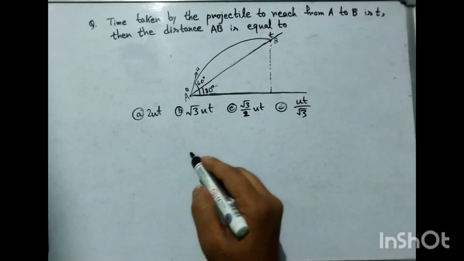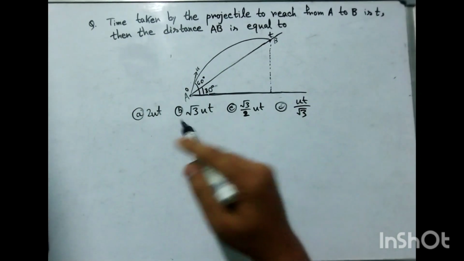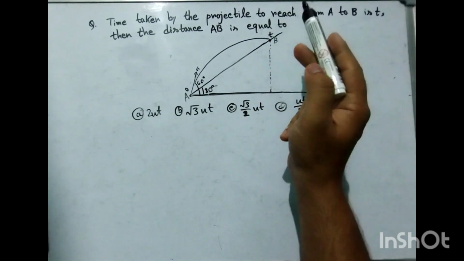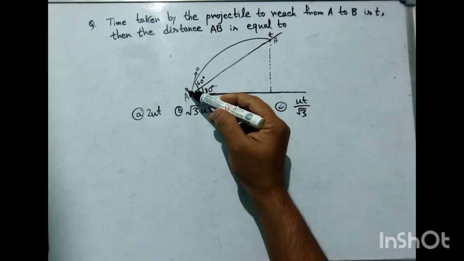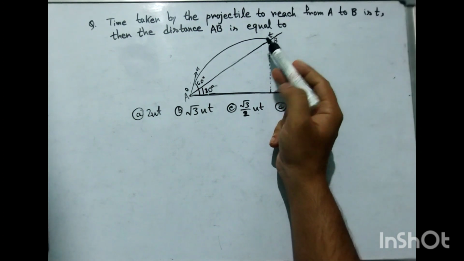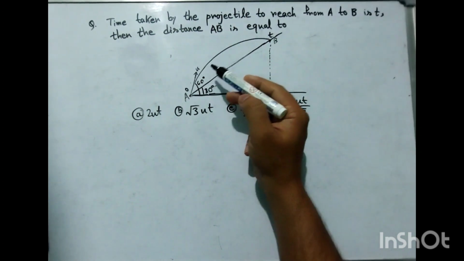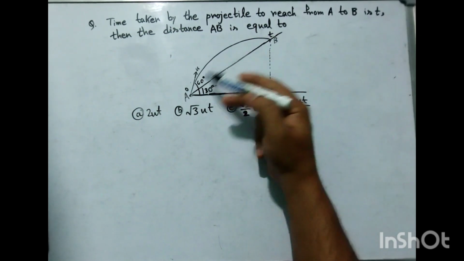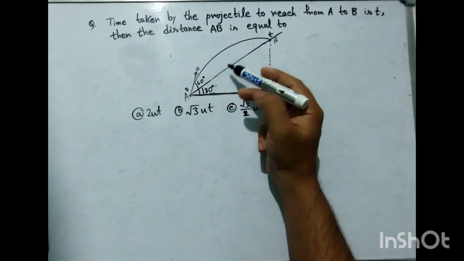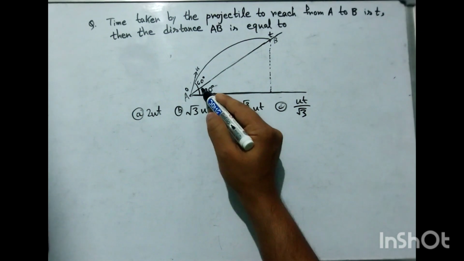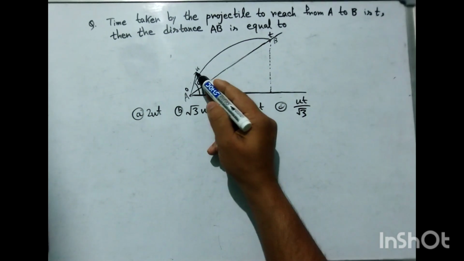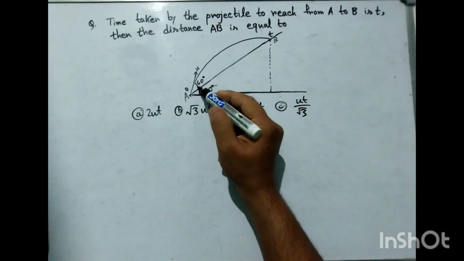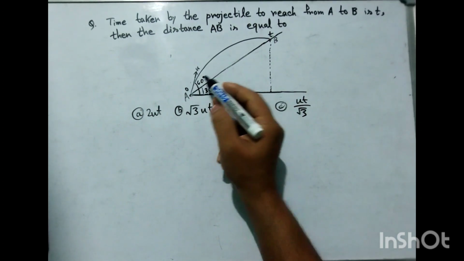Okay, here the time taken by the projectile to reach from point A to point B is given as t. So suppose here time is 0 and here time is t. We have to find this distance AB. It is inclined with the horizontal at an angle of 30 degrees, and the initial velocity is making an angle of 60 degrees with the horizontal axis.